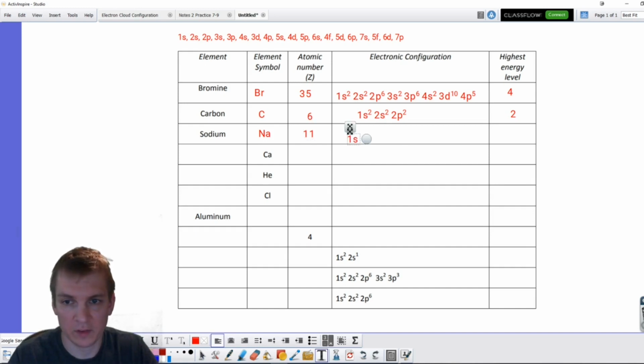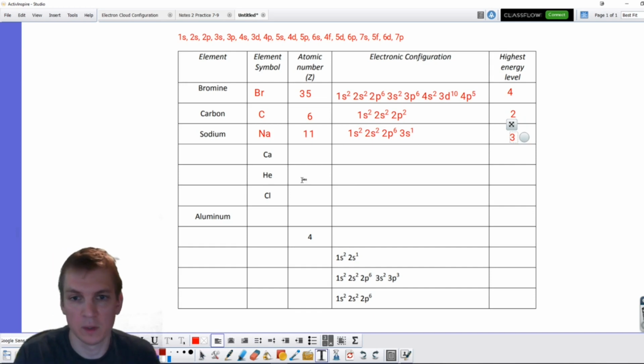So 1s, 2, 2s, 2, 2p, 6. In this case, I did have to fill out all 6. So let me go fix this. 2p, 6. And now I have 10. I'm left with one more. So I have 3s, 1. Okay. And what's the highest energy level? The third energy level. Okay.